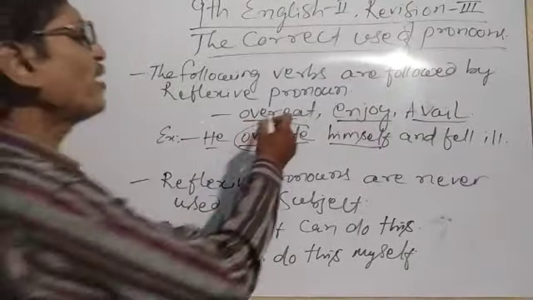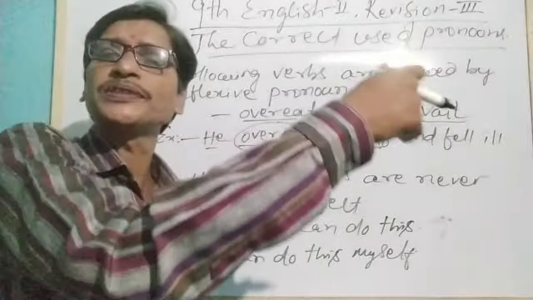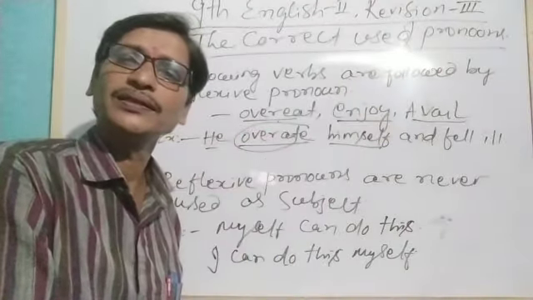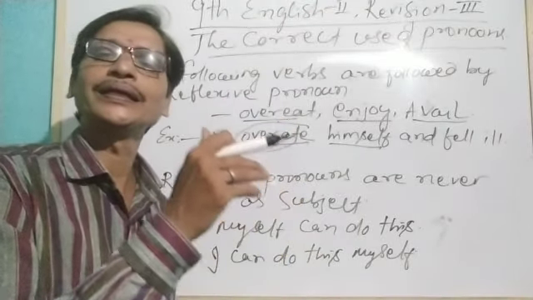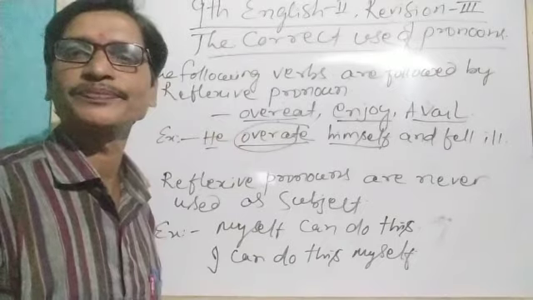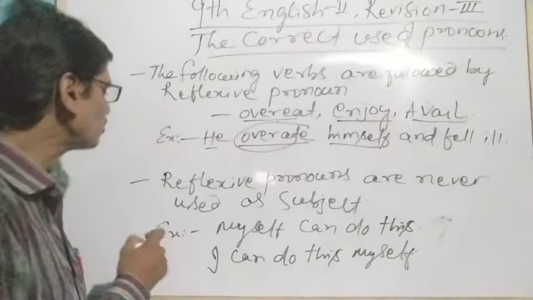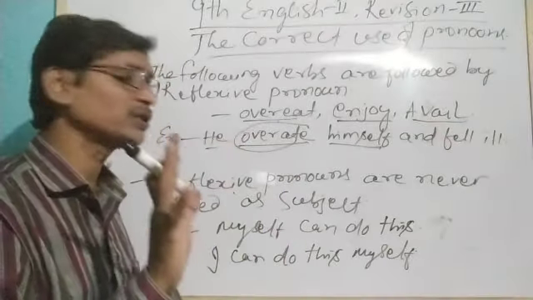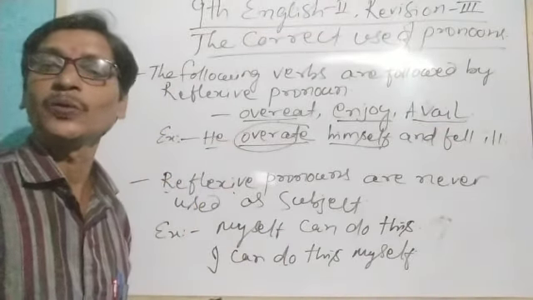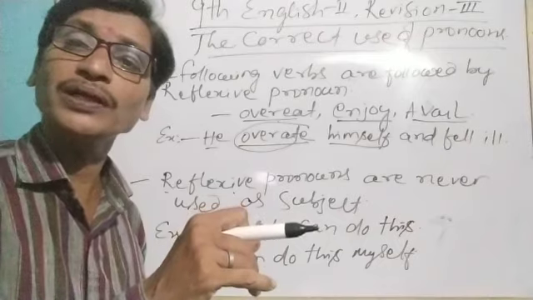So, when these verbs, overeat, enjoy and avail, are available in our sentence, the verbs must be followed by a reflexive pronoun. Understand? Similarly, next is what? Reflexive pronouns are never used as subjects. We can never use a reflexive pronoun as a subject.